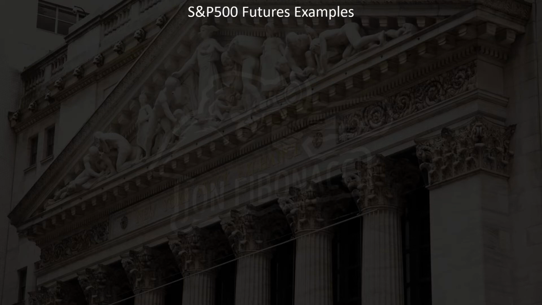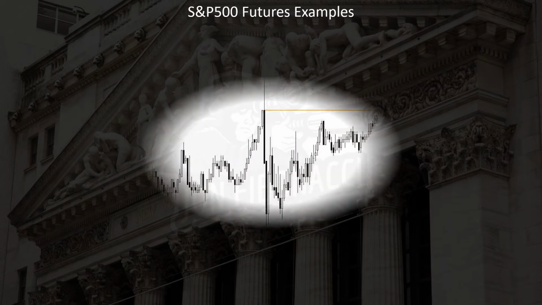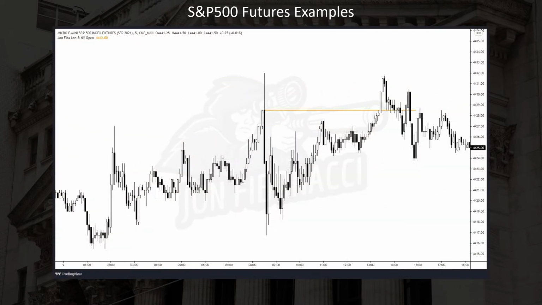So now we get, I think, to everyone's fun part, which is the examples, right? Everyone wants to see the charts, so that's what we'll get to. And this is what the indicator looks like. You can actually see it at the top left. It says John Phibbs, London and New York Open indicator. And the orange line is what the indicator does.